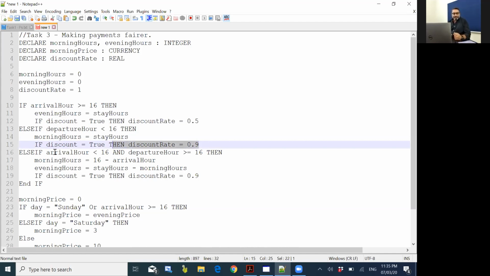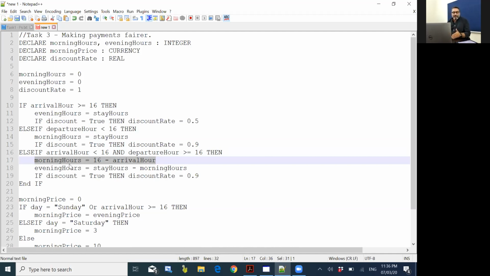Now, in case, which is actually the major part for task 3, if they have arrived before 16 and their departure hour is after 16 or on 16, then now the calculation will be different as per the task 3. Now we would have to first calculate how many morning hours they stayed. So for morning hours they stayed 16 minus arrival hour.